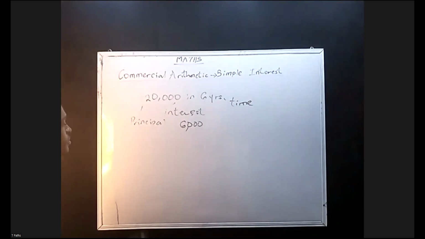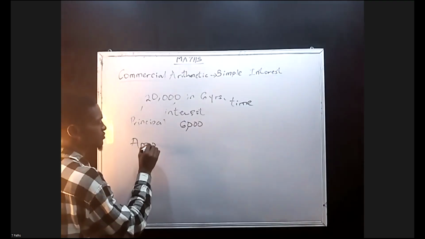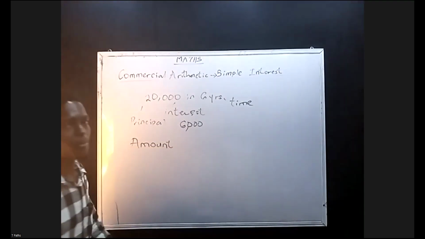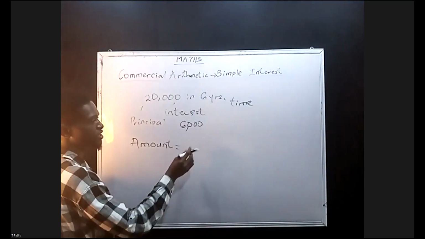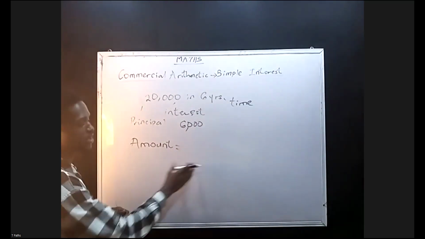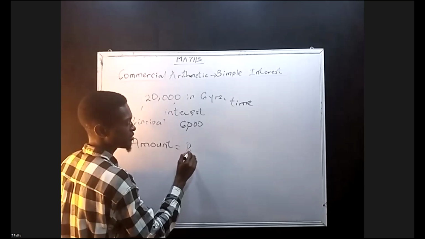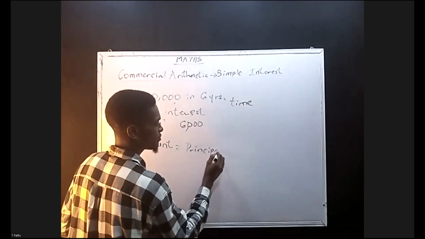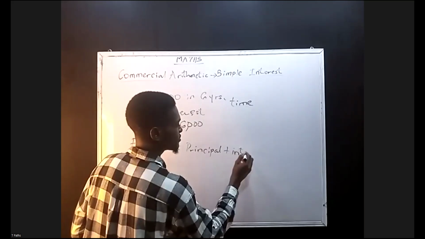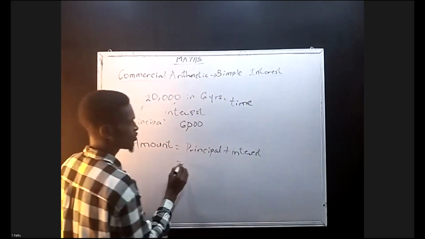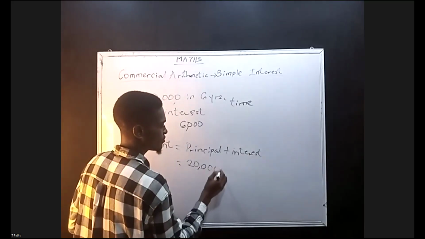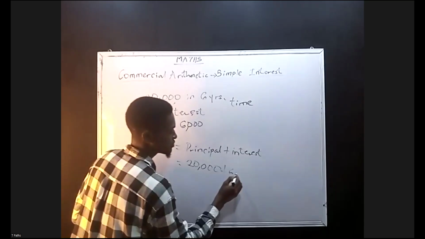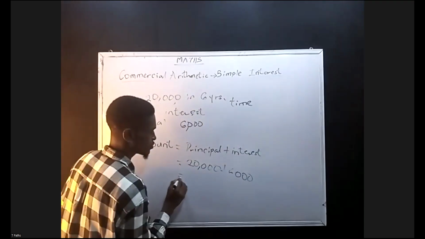Now, there's something else called the amount. The amount is the total money you're going to pay back to the lender. To calculate your amount, you just have to add your principal with your interest. So your amount is your principal plus your interest. In this case, our principal is 20,000 and our interest is 6,000, so our amount is equal to 26,000.